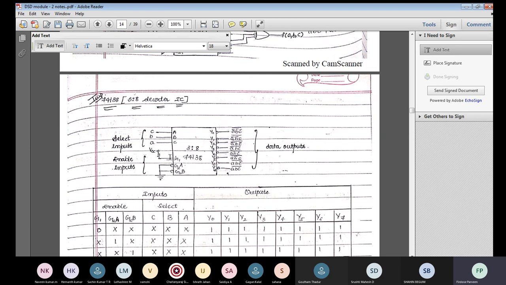In 74139, we were having 1 active low enable. Here we are having 3 enables. Remember very well, we are having 3 enables. One is active high, and active high means without bubble. G1 is without bubble, and G2A and G2B are bubbled, that means they are active low. So this decoder is active only when this is 1 and these both are 0, 0.